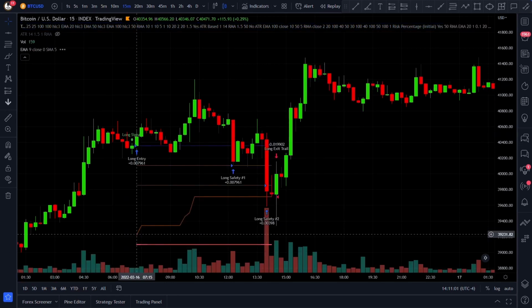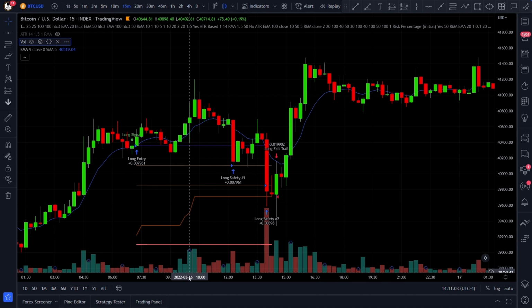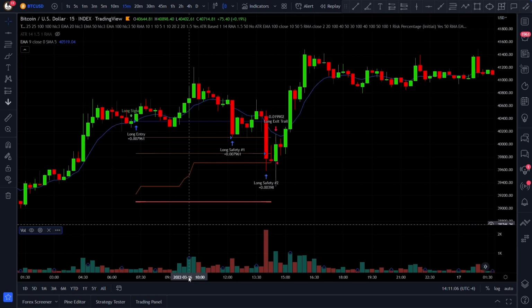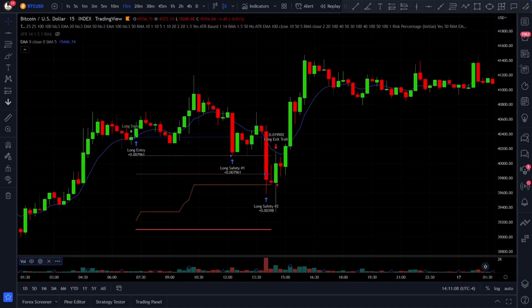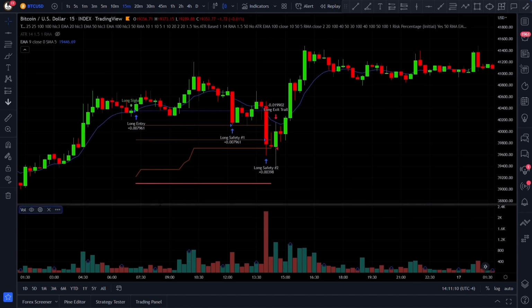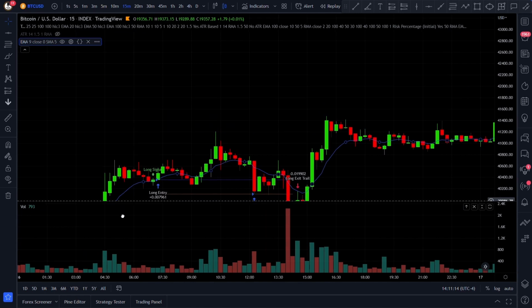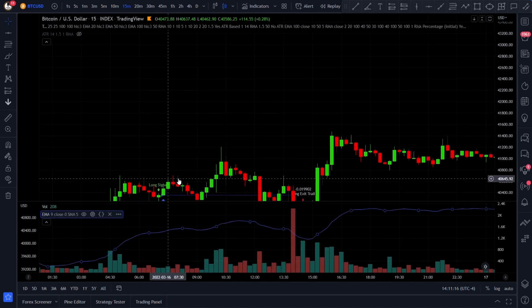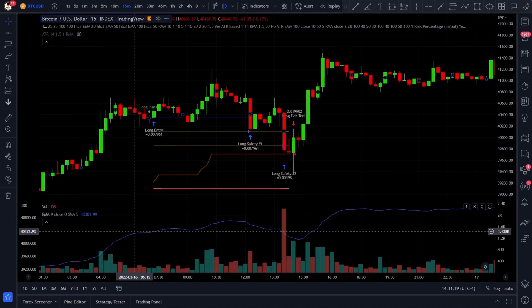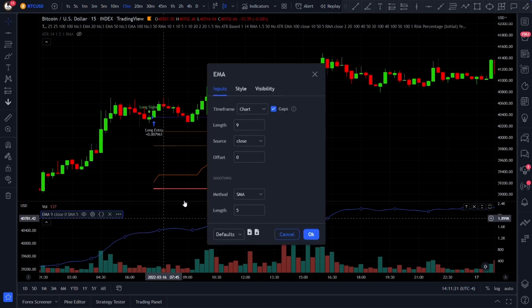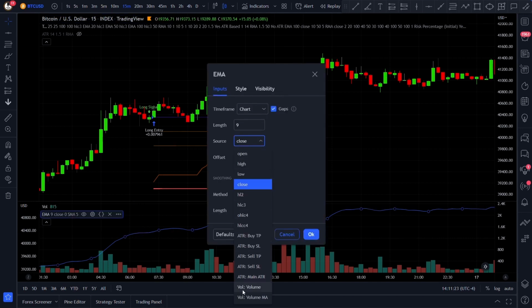Once you've done it, click on the volume and start pulling it down where the trading time is displayed. Then release it. This way the volume will be displayed in a separate window. Next step is to put the EMA on the volume indicator. So click on the EMA, pull it down to the volume indicator and release it. Now open up the EMA settings and set its source to Volume.